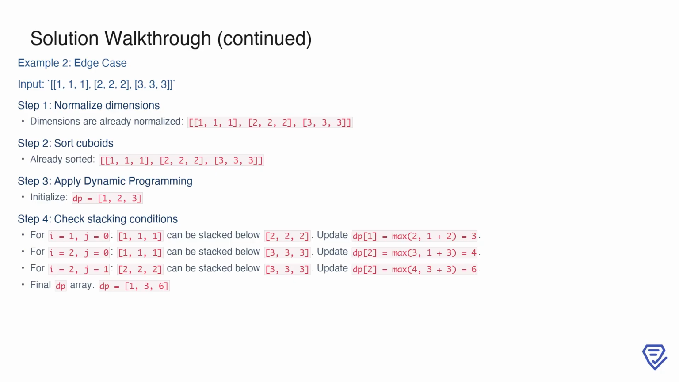For i equals 2 and j equals 0, [1, 1, 1] can be stacked below [3, 3, 3], leading to dp[2] equals max(3, 1 plus 3), which is 4. Lastly, for i equals 2 and j equals 1, [2, 2, 2] can be stacked below [3, 3, 3], so dp[2] equals max(4, 3 plus 3), which is 6. The final DP array is [1, 3, 6], representing the maximum heights for each stacking configuration.